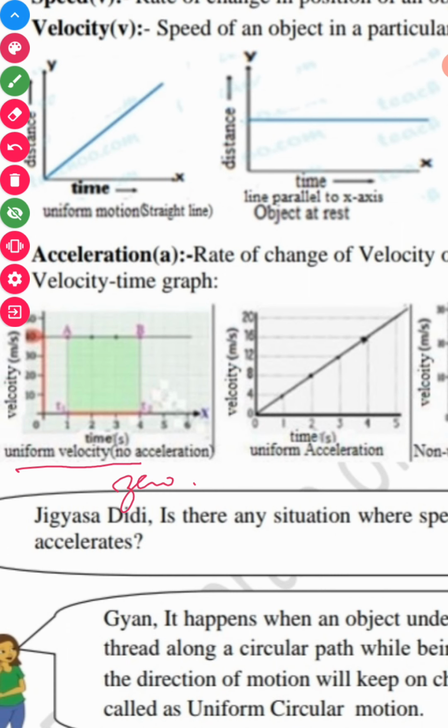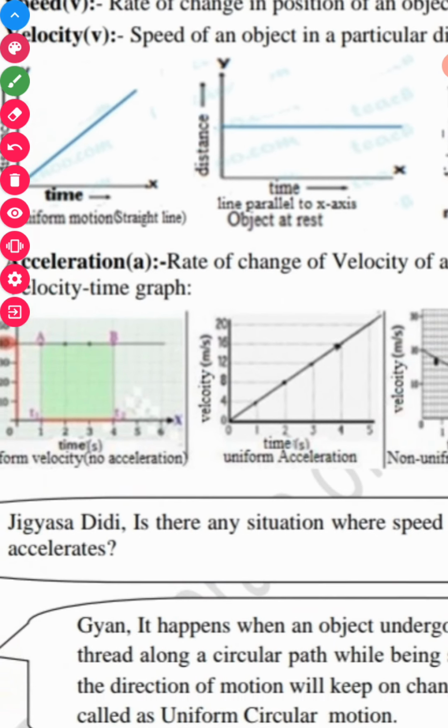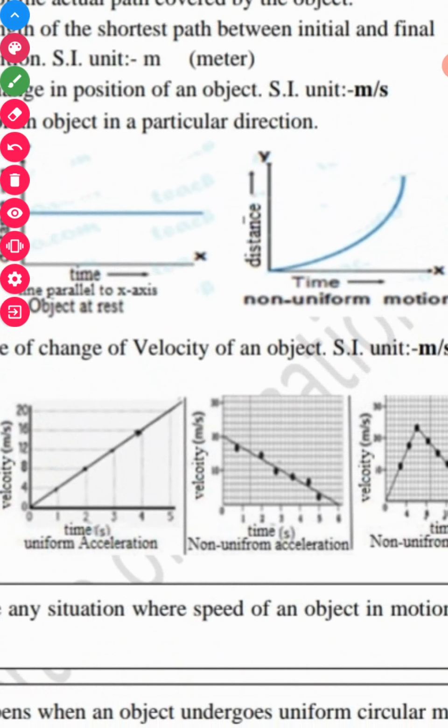With respect to time, the object is moving with the same velocity. Next, this is a graph of uniform acceleration. See, this is a slope, and velocity increases with respect to time. So this is a graph of uniform acceleration.